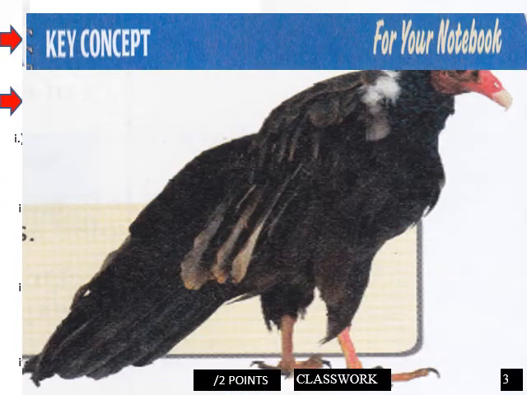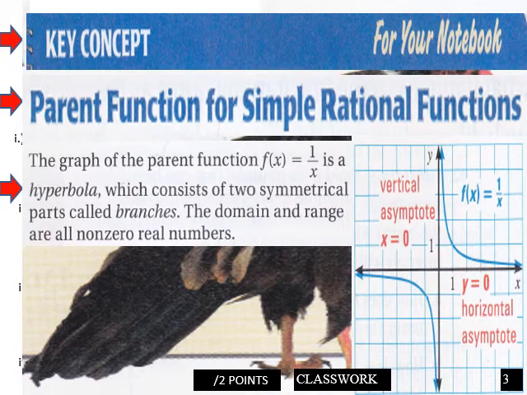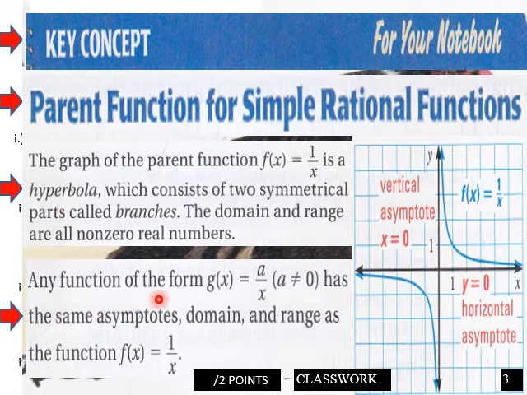So key concept here, parent function for simple rationals. Here is the graph of a parent function. F of x equals 1 over x is a hyperbola. So we have a curve over here in quadrant 3, and this curve here in quadrant 1, which consists of two symmetrical parts called branches. The domain and range are all non-zero real numbers. Any function in the form g of x equals a over x, a cannot equal 0, has the same asymptotes, domain and range as the function f of x equals 1 over x. So this is the parent function for hyperbola.